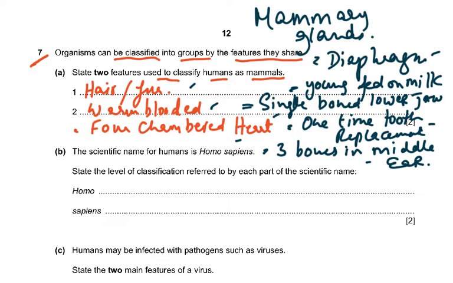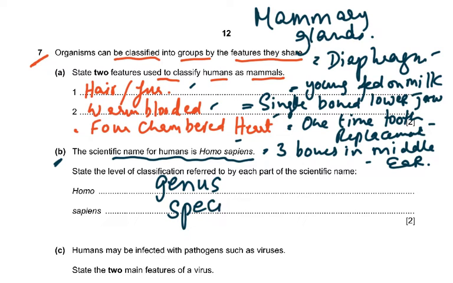Then coming to the B part of the question, the scientific name for humans is Homo sapiens, H is with a capital. State the level of classification referred to by each part of the scientific name. So Homo means it is the genus, and sapiens means it is a species. This is again a point of the syllabus which they are examining. So genus and species, you have to know this. This is, I mean, all rote learning.